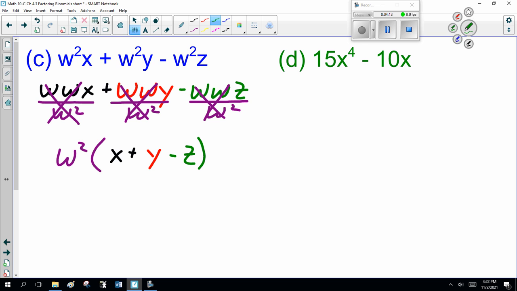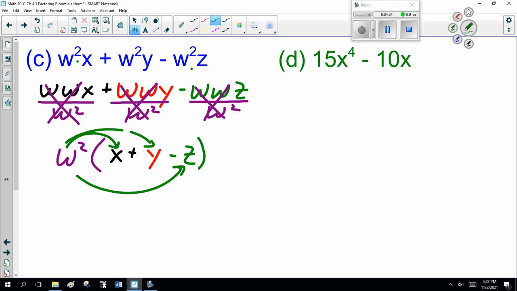Okay? If you don't believe me, multiply it out. w squared times x gives us w squared x. w squared times y gives us w squared y. w squared times minus z gives us minus w squared z. Alright?